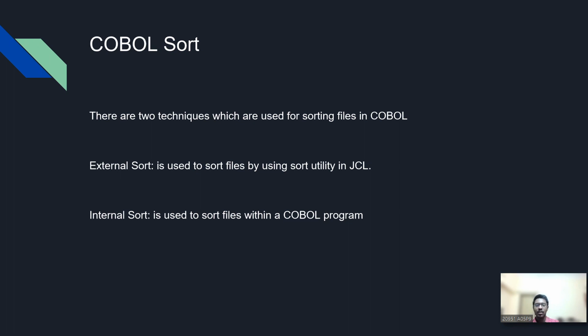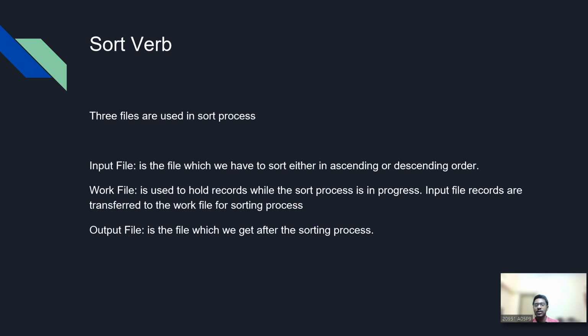So moving on, the sort verb. For every language, there are going to be a few predefined names which serve a purpose and are provided by the language as a feature. So sort is a verb in the COBOL language. There are three files which are used by COBOL in the process of performing this sort operation: input, work, and output.